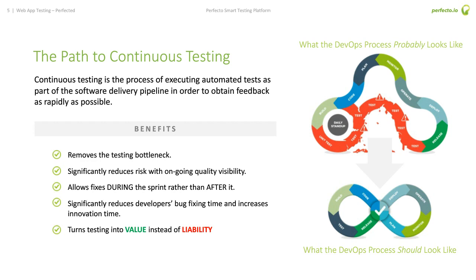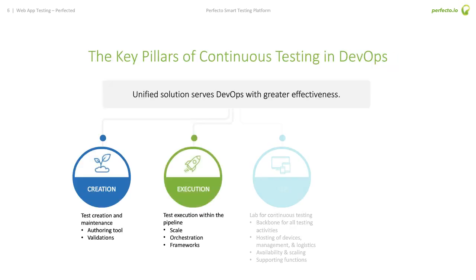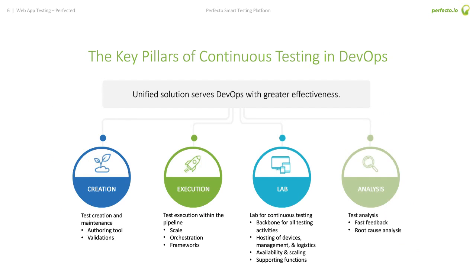So I was talking about the four pillars earlier on. Let me just go ahead and generate those. And my nifty little catchphrase, what I call CELA. So creation, I'm talking about that today. I'm going to talk about authoring tools and some of the validations behind it, the execution, orchestration and framework, and being able to scale up.